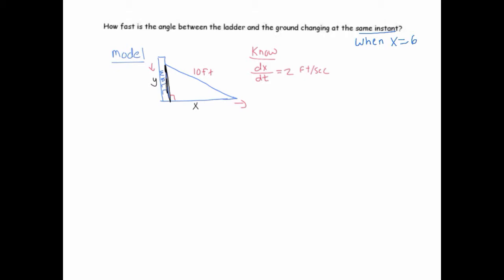So we need to introduce a new variable into this problem. We're going to call theta the angle between the ladder and the ground. And what do we know about this situation? Well, we know the rate dx dt, the rate at which the bottom of the ladder is moving away from the wall, because that was given in the previous problem. And we also know that dy dt, based on our answer from the last problem, is equal to -3/2.